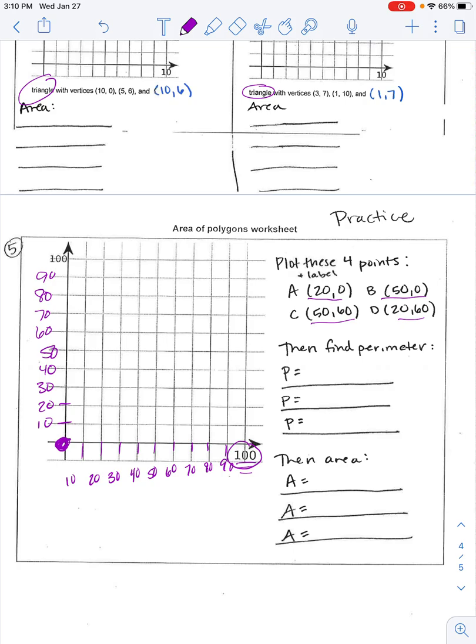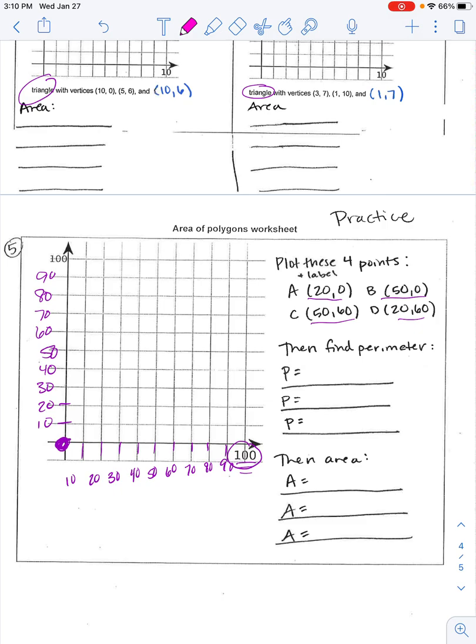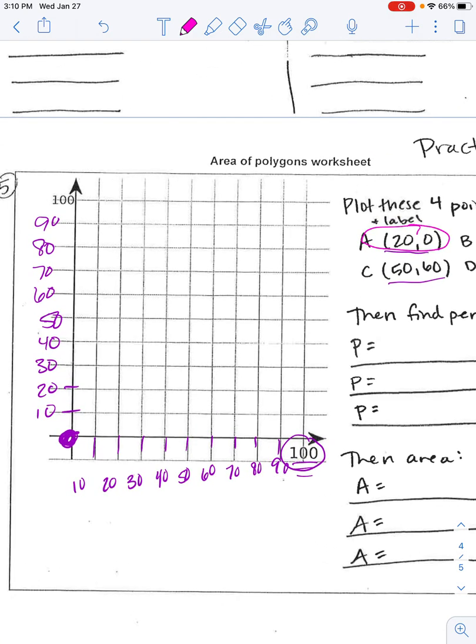Okay, plot these 4 points and label. We're labeling A, B, C, and D. We're gonna put these on the coordinate plane and we're gonna also label them A, B, C, and D. A, I'm gonna plot 20, 0. Always go to the right and then up. So 20, 0. Right here, go ahead and label it A.